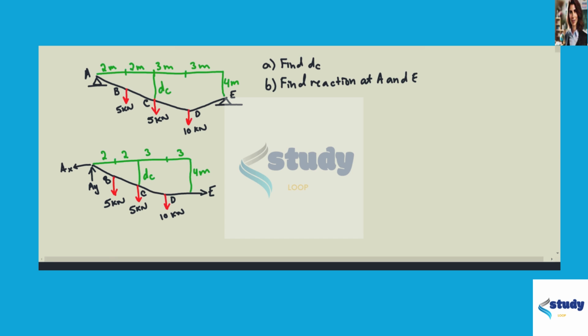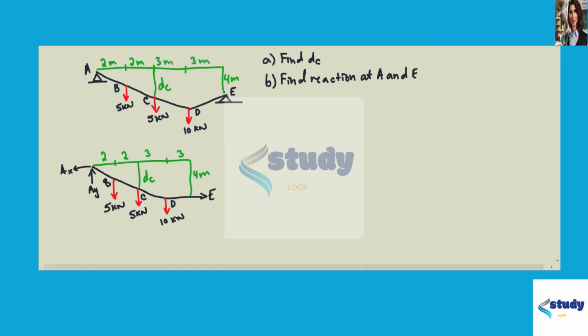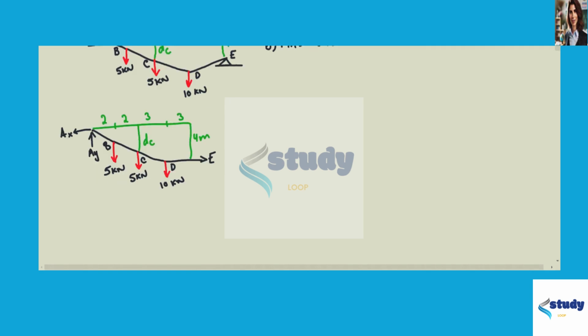This is problem 98 of chapter 7.4 of Vector Mechanics for Engineers, Statics and Dynamics. So for this problem, there is a cable that stretches from A to E. There's a load applied at B, which is 5 kilonewtons, at C, which is 5 kilonewtons, and at D, which is 10 kilonewtons. The horizontal distance from A to B is 2 meters, B to C is 2 meters, C to D is 3 meters, and D to E is 3 meters. The vertical distance from A to E is 4 meters.